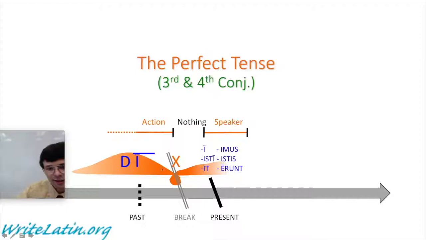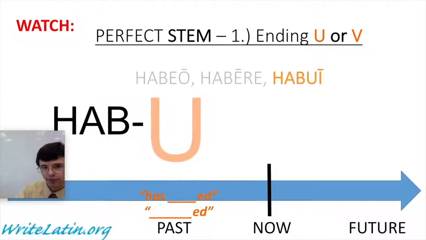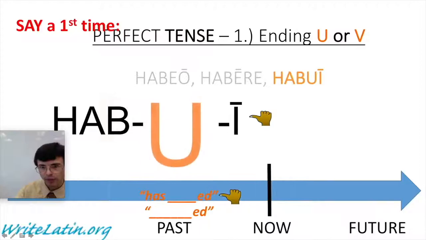All right, so now let's practice it. First, the perfect stem. It is made by taking the third principal part and removing the ending, and you're left with habu in this case. So: habui, habuisti, habuit, habuimus, habuistis, habuerunt.